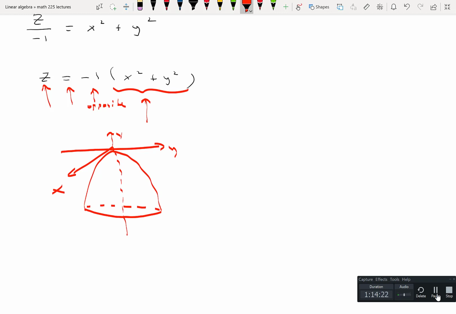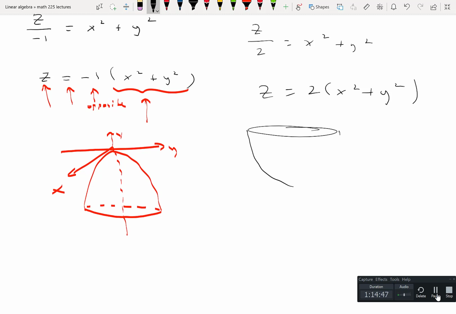So what if c was 2? c over 2 equals x squared plus y squared. Now z equals 2 times x squared plus y squared. What did multiplying by 2 do? It stretched the curve in pre-calculus away from the x-axis by a factor of 2. If you missed all that, if this is z equals x squared plus y squared, then this should be z equals 2 times x squared plus y squared. Stretches it out, stretches the surface out.